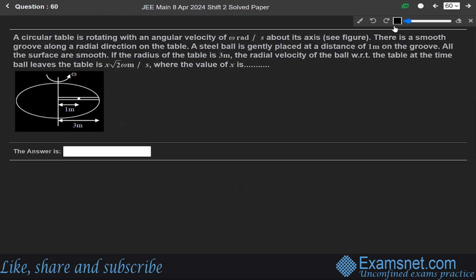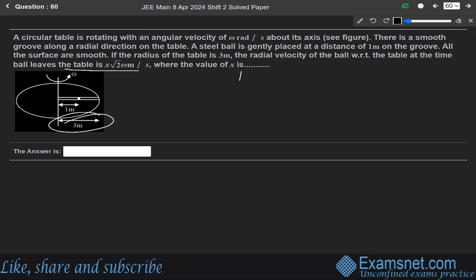Now next question 60. A circular table is rotating with an angular velocity of omega radian per second about its axis. There is a smooth groove along a radial direction on the table. A steel ball is gently placed at a distance of 1 meter on the groove. All the surfaces are smooth and the radius of the table is 3 meter. The radial velocity of the ball with respect to the table at the time the ball leaves the table is x root 2 omega meter per second. We have to find this value of x.